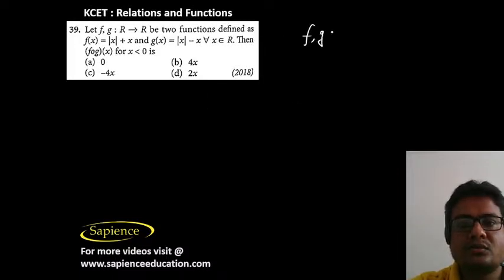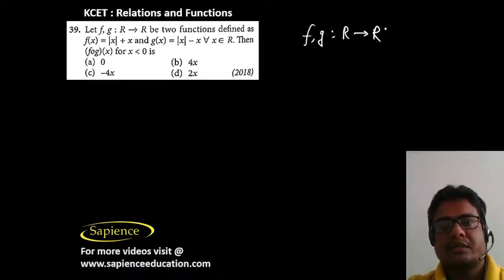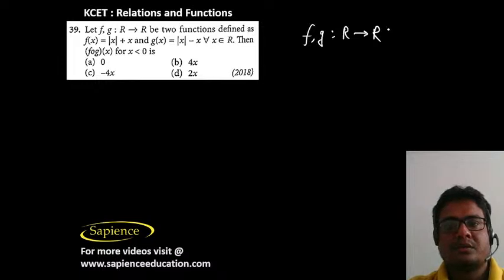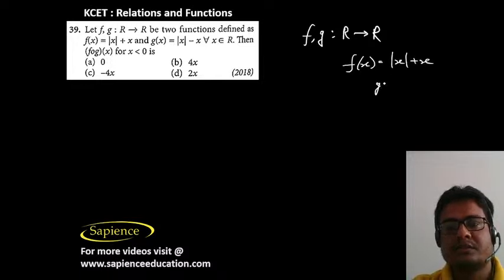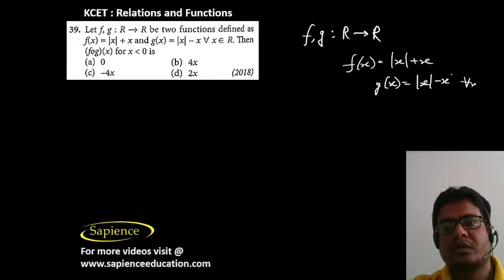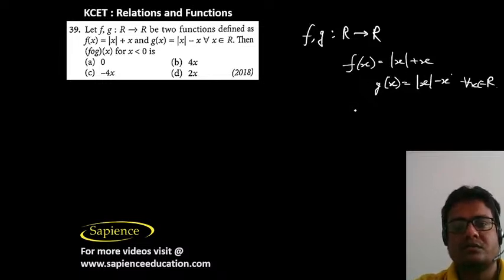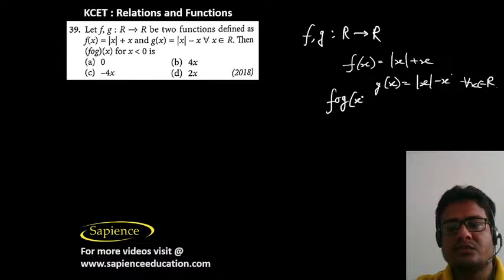And then, let f and g be two functions which map from R to R, where R is the set of all real numbers. These are two functions defined as f of x is mod x plus x and g of x is mod x minus x for all x belongs to R. Then we have to find f of g of x for x less than 0.